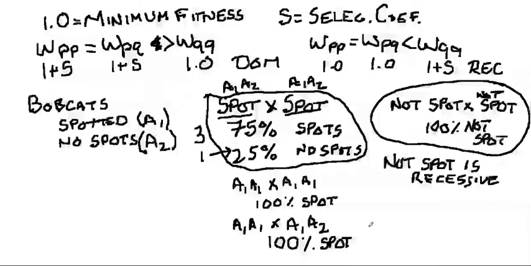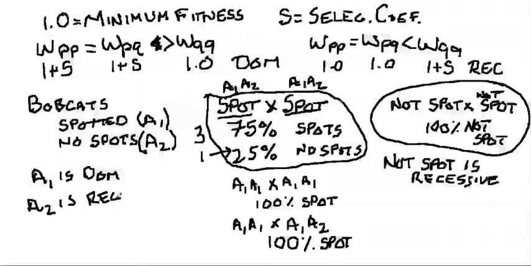Again, if this doesn't make sense to you, go back and look at your basic genetics textbook to re-understand how the ratios work and how Punnett squares work. Every one of you has had genetics, so this should be old hat for you guys. Okay, so now we know A1 is dominant, A2 is recessive. Now all we need to do is try and figure out what the selection coefficient is that's associated with either one of those alleles.